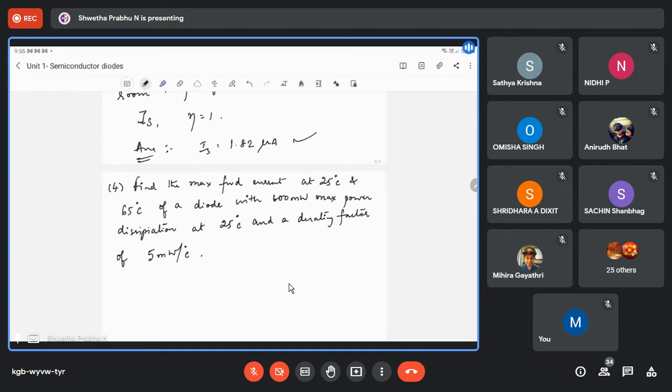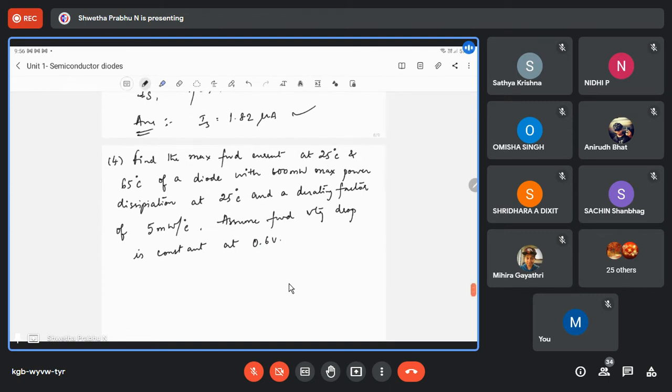Usually this slope we will consider to be equal to delta P by delta T, right? So the SI unit for derating factor would be watts per degree centigrade. Okay, assume the forward voltage drop is constant at 0.6 volts.